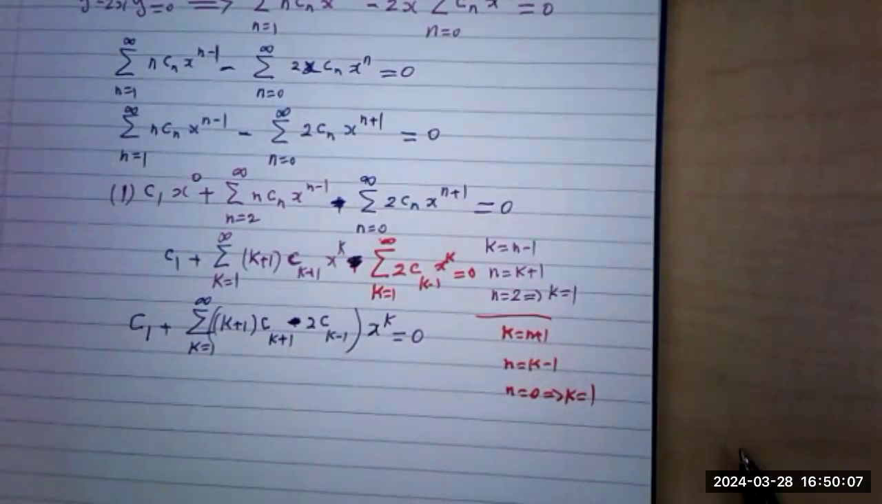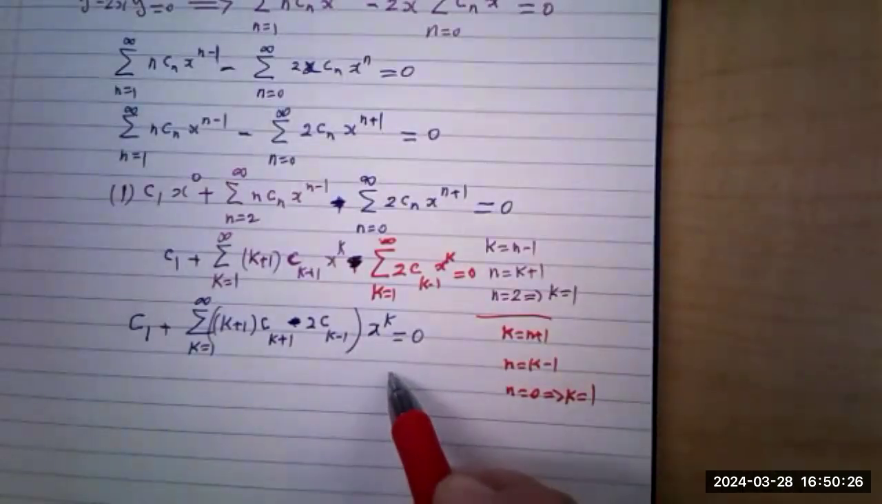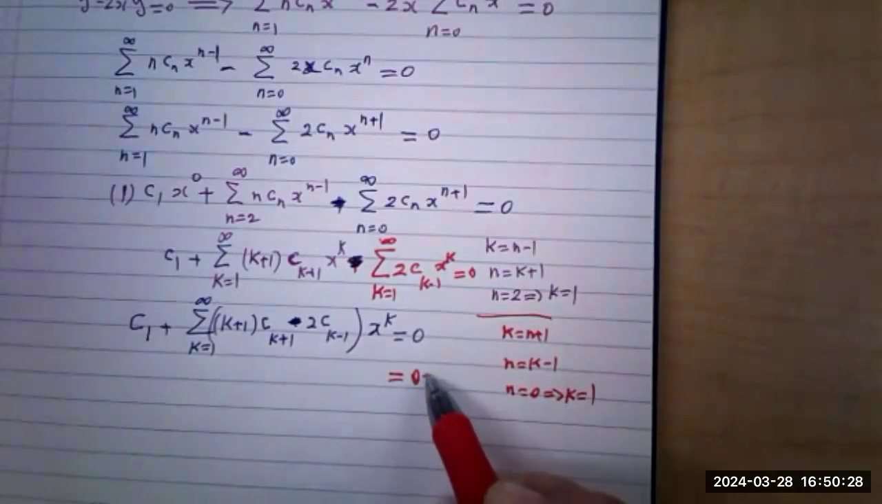Any question? Now we have one series on the left, one series on the right. The series on the right is a zero series. All the coefficients of this new one, you can write as 0 plus sigma of 0 times x to the k, with k from 1 to infinity.